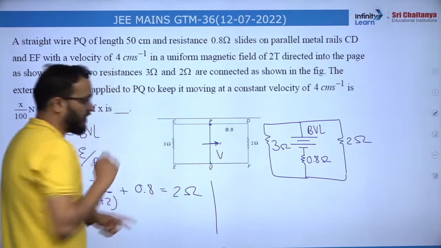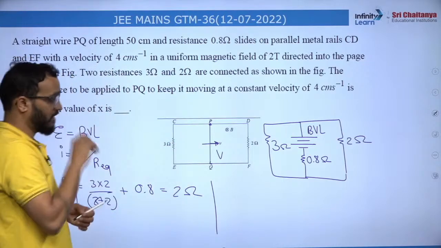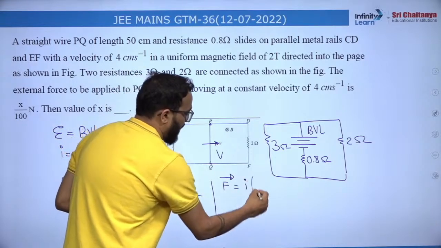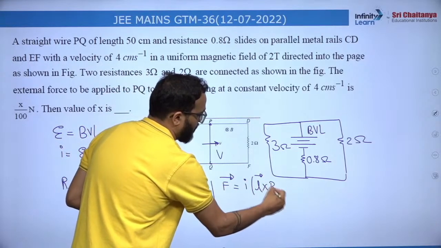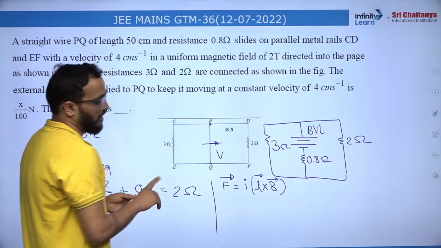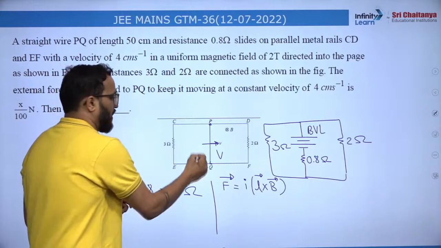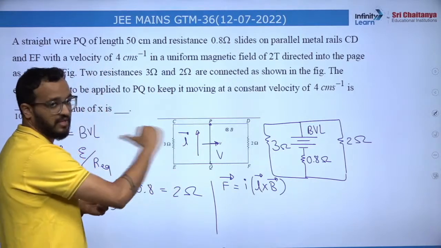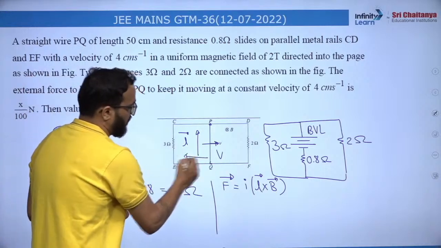Force, obviously it will experience a force. This wire will experience a force, and what will that be? You know that force is I times vector L cross vector B. Okay. So here length vector is this, magnetic field is inside. So L cross B, where is the force? Here. So this is where the force will act.